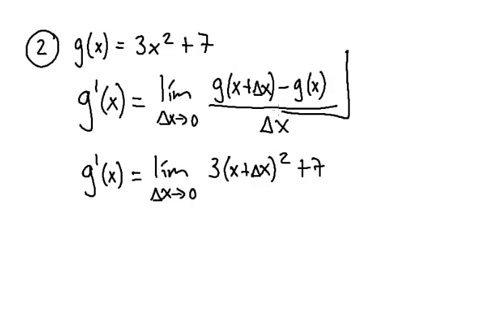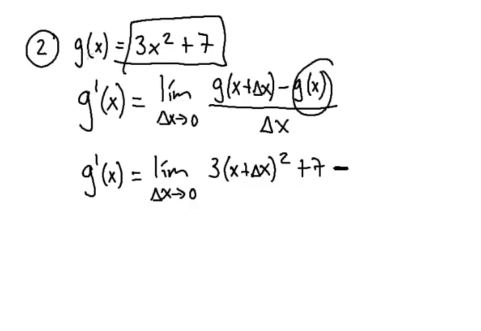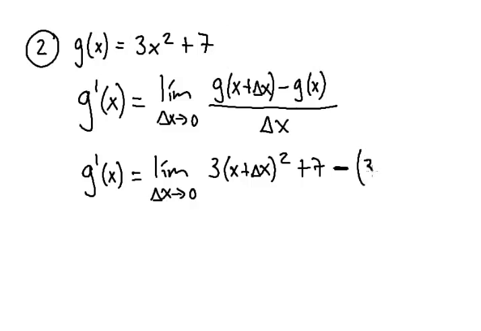Next, the formula tells me I need to put a sign of minus, so I'm going to put a sign of minus, and then I need to copy g of x. What is g of x? The original function that was given in here. g of x is 3x squared plus 7 in this case. So I'm going to copy it inside parentheses. Don't forget to put parentheses. Okay? All of that divided by delta x. Don't forget that there's a delta x down at the denominator.